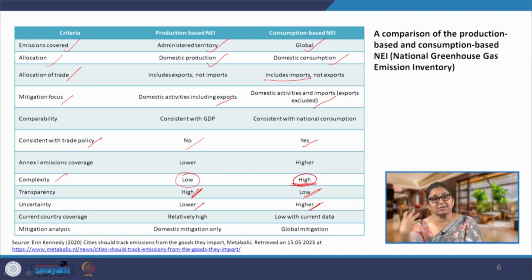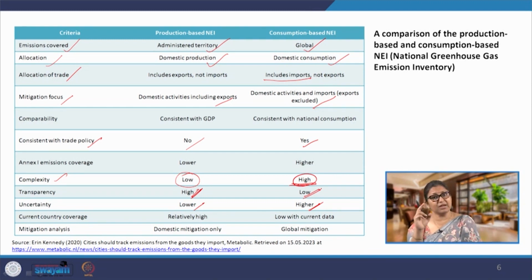So, this whole discussion emerged because we wanted to place the responsibilities rightly. The producer is not producing for domestic consumption, he or the nation is producing for the consumption of the consumer nations as well. So, this is the difference that we have to understand, but majority of the times for larger emission considerations we are looking at production based emissions.